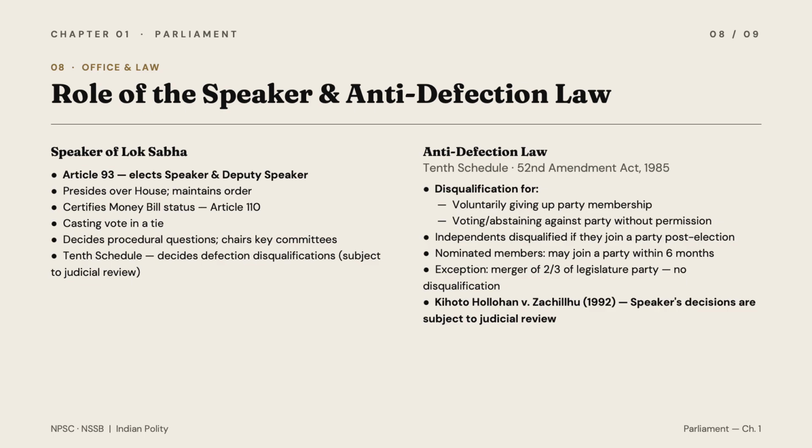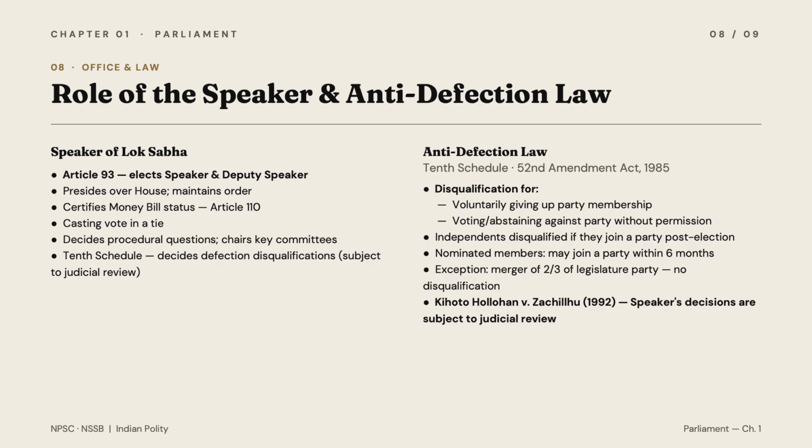Now the only exception is if there's a merger of 2/3 of the legislature party. Merger of 2/3 of the legislature party. There will be no disqualification, which means if a 2/3 majority of the legislature party merges. 2/3 of 100 would be 66. So if 66 members join another party, what happens? There is a majority, and in that case, there is no disqualification. Okay? Because that has become a common consensus, right?